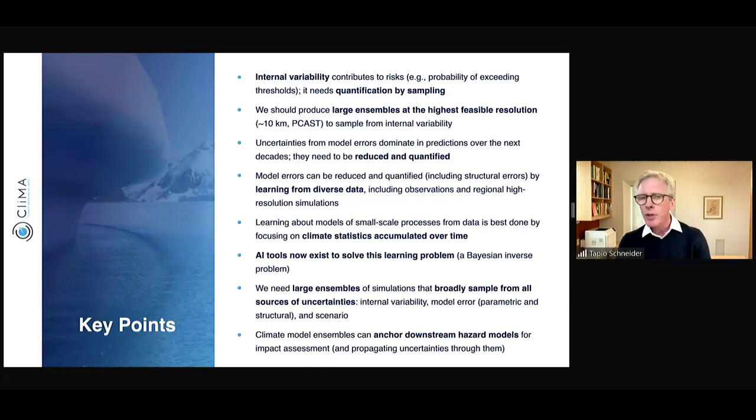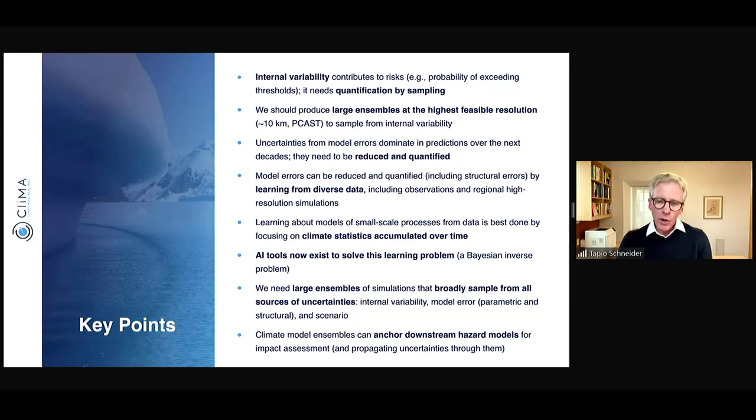Let me just leave a few key points here. Internal variability contributes to risks. We quantify it by having large ensembles. Large ensembles, it turns out, is also what's needed for calibration of models with data. We have tools now, AI tools, to do this fast enough that it's becoming a doable proposition to learn automatically for a whole climate model, for a whole Earth system model, from data.